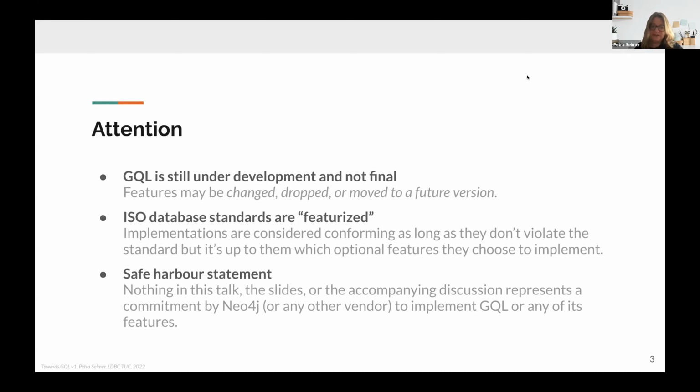Lastly, just to mention that nothing I'll be saying in this talk represents a commitment by Neo4j to implement GQL or any of the features.